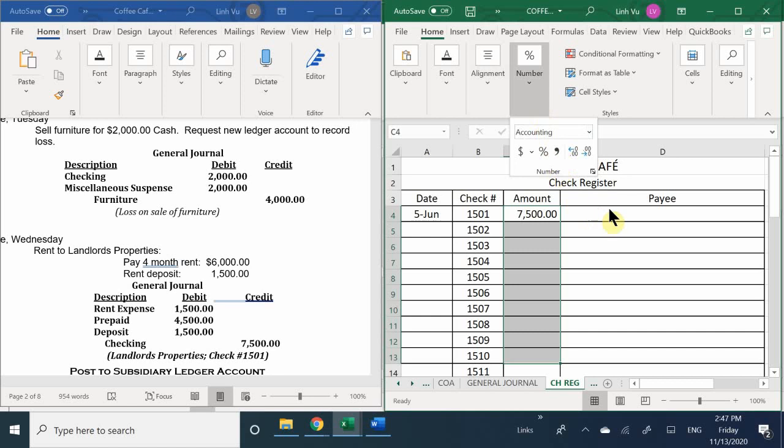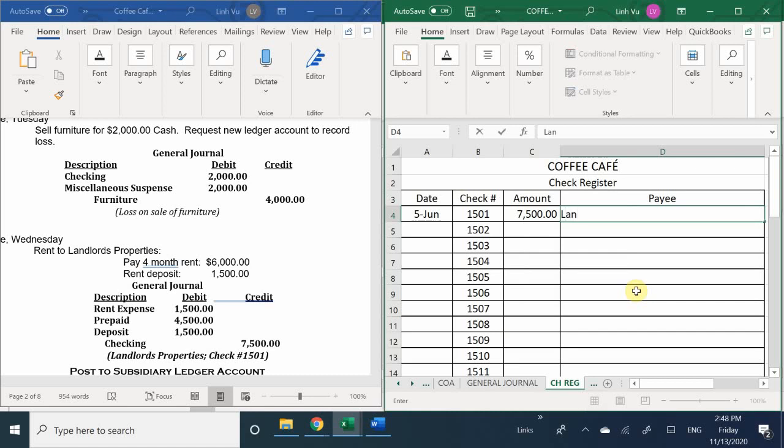All right. Now, in my checkbook, just like normal, right? Who am I writing this check out to? Landlord Properties. Yes. In this case, you don't need to have a description. All you need to know is just who you made the payment for. Landlord Properties. All right, there you go. Landlord Properties.